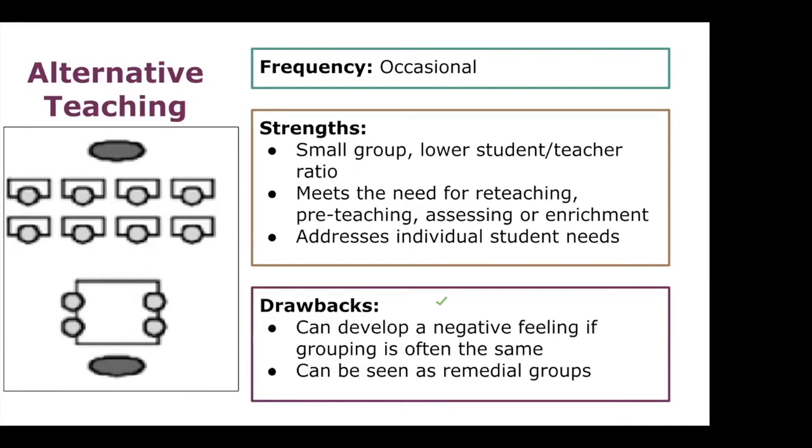Some of the drawbacks, though, is that we have to be really careful about it not being the same group of students that's always going with the teacher in the back of the room. Is it always the same group of students? The students with disabilities are always the ones that are going to the back of the room when we're doing alternative teaching. We want to avoid that because then it becomes very negative in their thought. It's like, oh, it's always me that's going back there. So that group should be flexible based upon students.